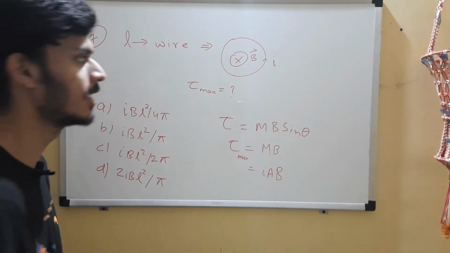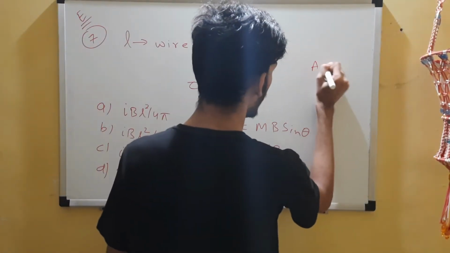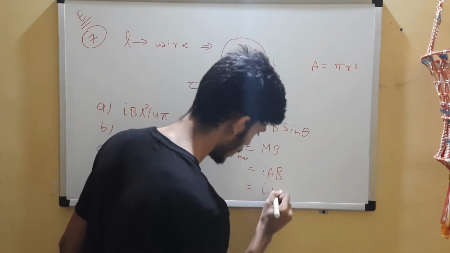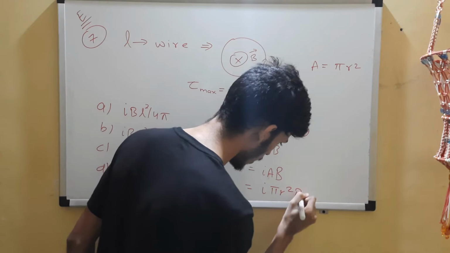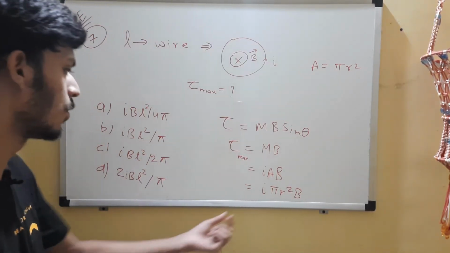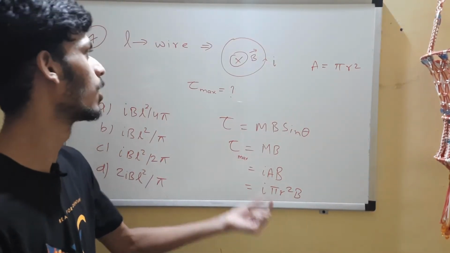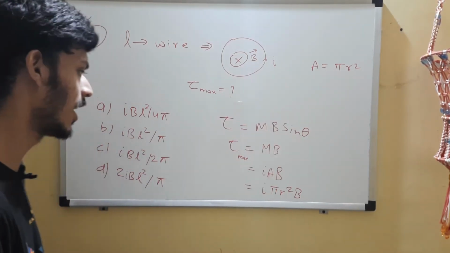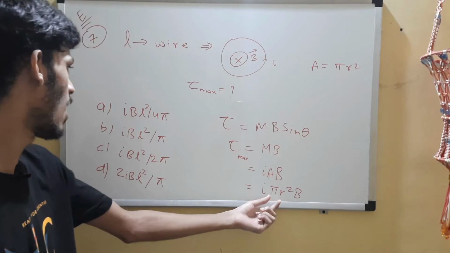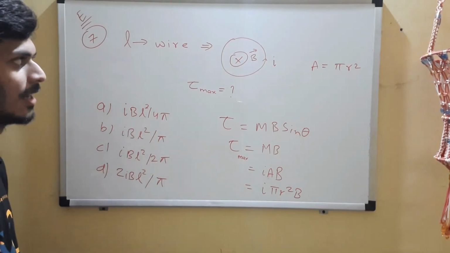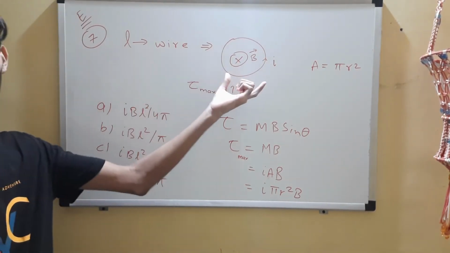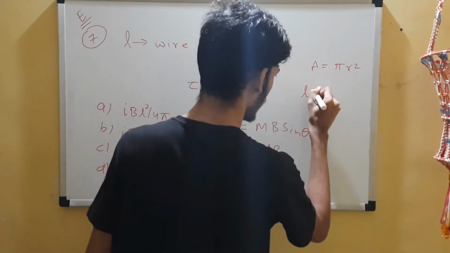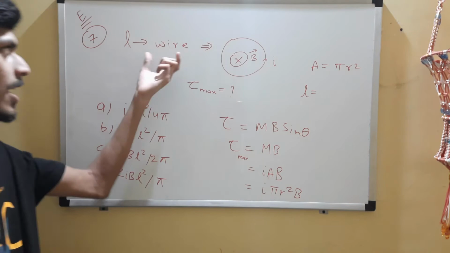This is a circular loop, right? So area will be given as pi r square. So I pi r square into B. But we don't want this answer in terms of r. We are not told that the radius is r; this is something that we assume. So can we express this r in terms of L? We know that we made this loop from this wire. Initially we had the length L, a wire of length L.